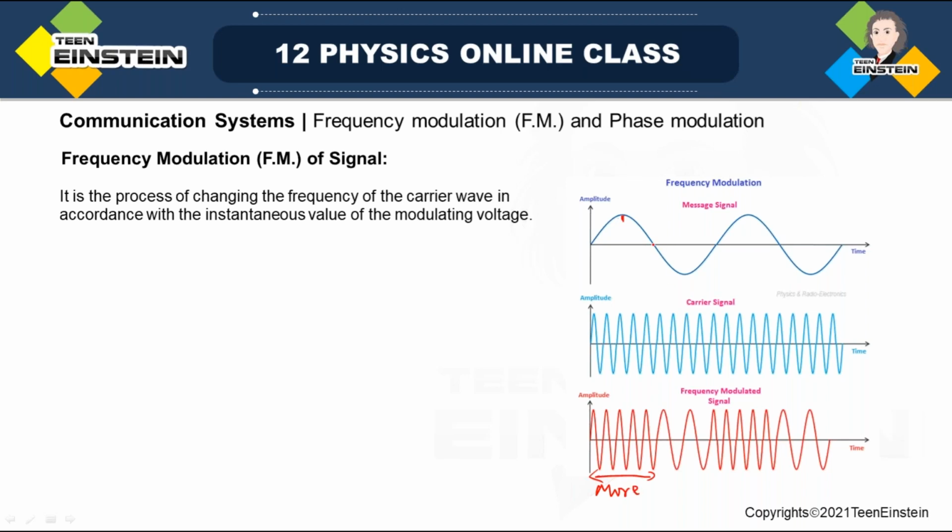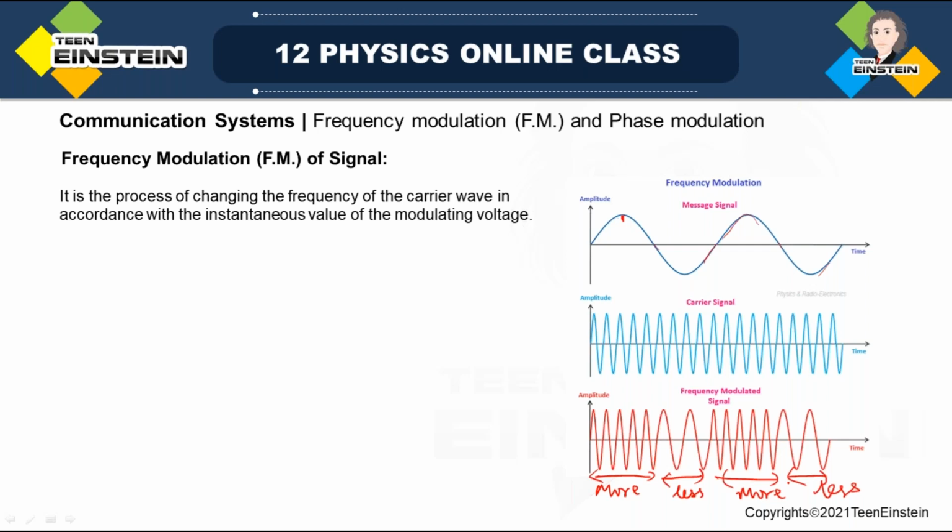And now the amplitude is decreasing from here. Look here, it is going to the negative side. So you look here, it is less frequency. Similarly, when the amplitude is again increasing during this time, you have more frequency again. And when the amplitude is decreasing, again you have less frequency. So this is how the carrier wave will be modified in frequency modulation.